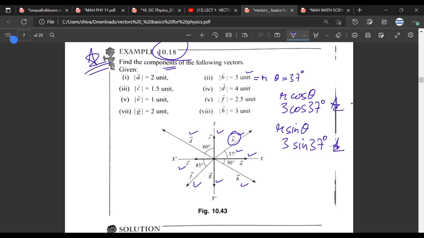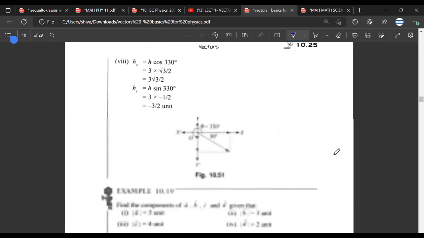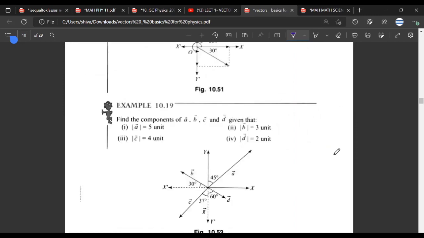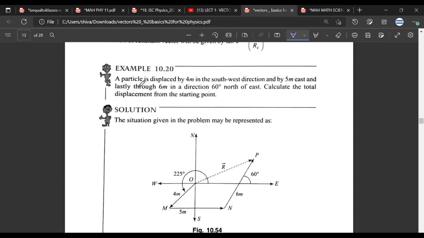You need not find the value of cos 37, but you should be able to understand this question. What are they trying to say in this question? You can look at the solutions also, that is not an issue. Just go through this. If you are able to do this, it would be good, because next time we will start with the polygon law of vector addition. We will try to do a few.